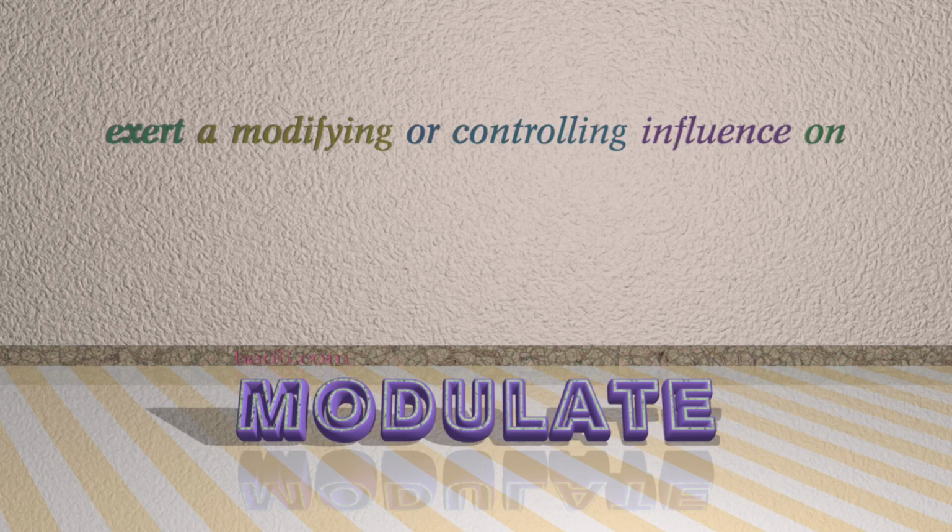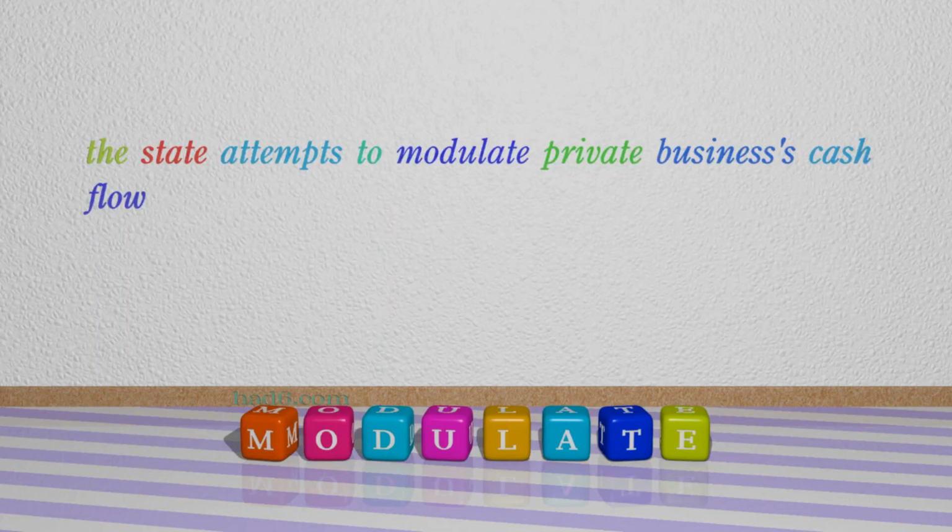Number 7. Modulate, which means exert a modifying or controlling influence on. Modulate. For example, the state attempts to modulate private businesses' cash flow.